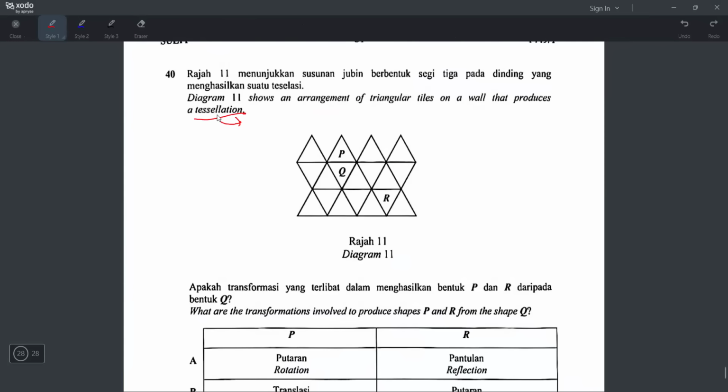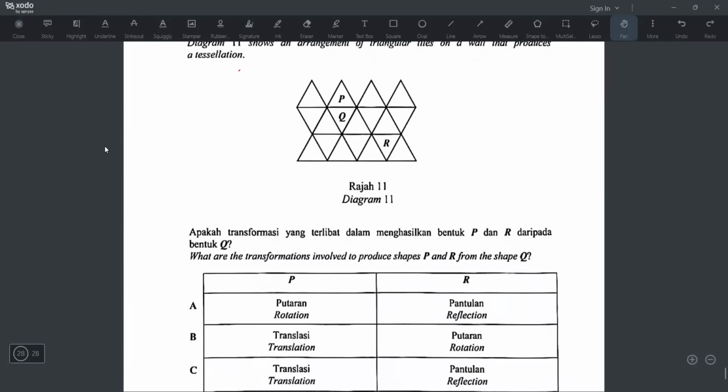What is tessellation? Tessellation is a pattern of repeating shapes and they cannot have any empty space and overlap. So tessellation is a pattern of recurring shapes. It means the same shape keeps on repeating, without leaving any empty space in between and without any overlapping. Okay, so as you can see, everything is tight. There's no empty space and there's no overlapping.